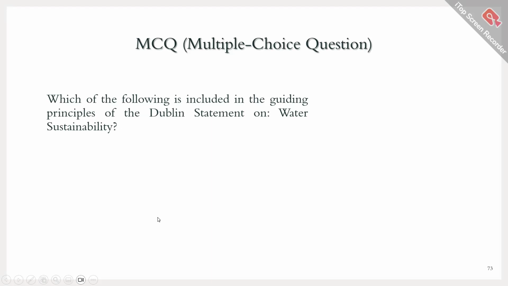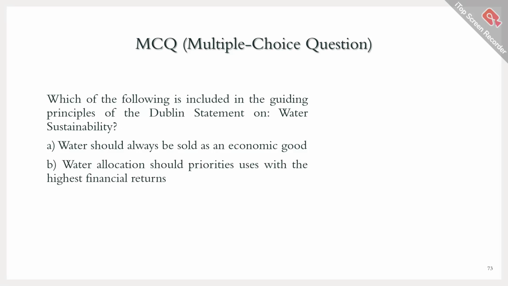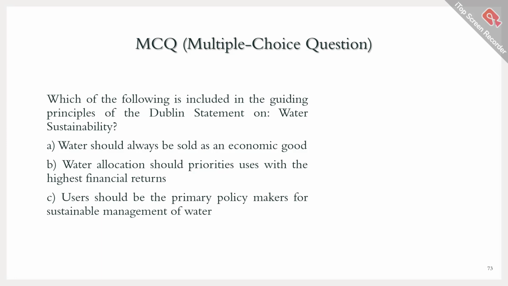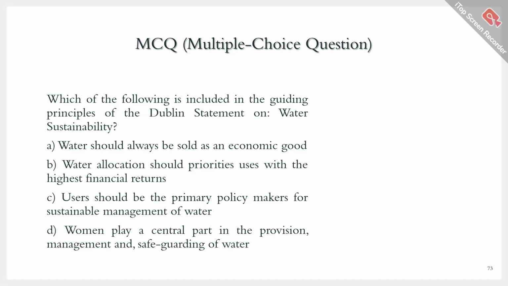So our next MCQ is: which one of the following is included in the guiding principles of the Dublin Statement on water sustainability? Option A is water should always be sold as an economic good. Option B is water allocation should prioritize the uses with the highest financial returns. Option C is users should be the primary policymakers for sustainable management of water. And option D is women play a central part in the provision, management, and safeguarding of water.